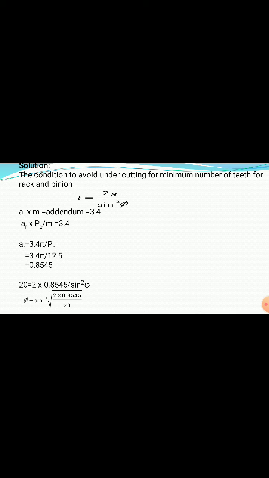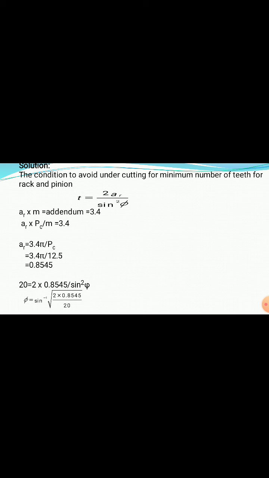Now put that PC value. Circular pitch is given as 12.5 millimeter. So put 12.5 millimeter, and that AR comes as 0.8545. Now we move further. Now put this AR value into the above number of teeth equation.